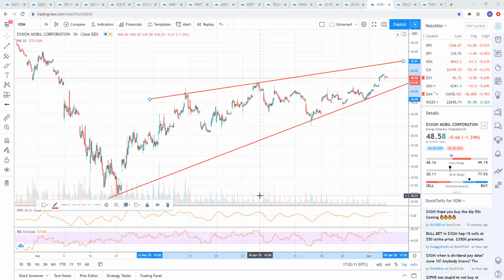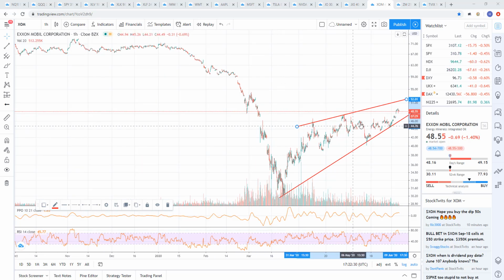Here's XOM, oil trade. I am interested in owning this one long term, but what I was looking for in this is another leg down and for them to cut their dividend. That was going to be my signal for wanting to buy this for kind of a buy and hold longer term trade, and we haven't seen that yet. We got the first leg down.